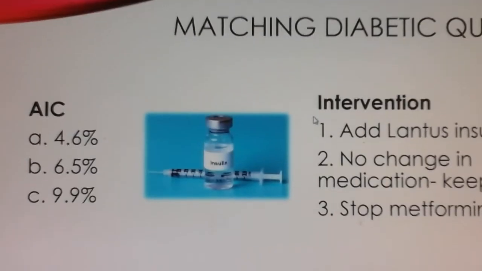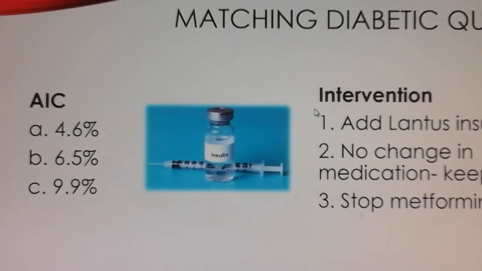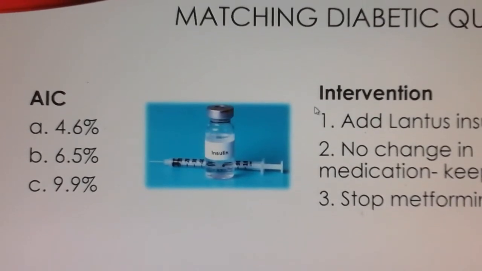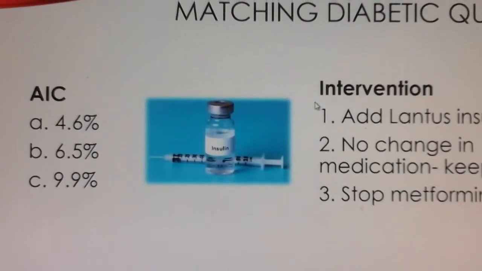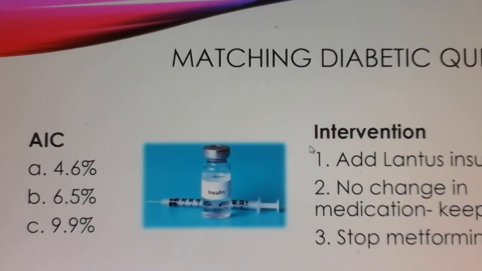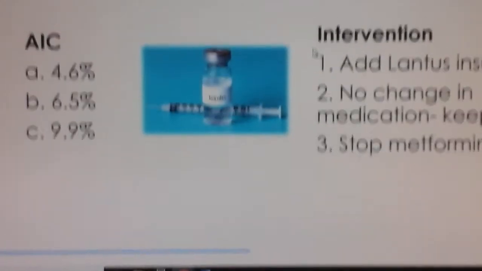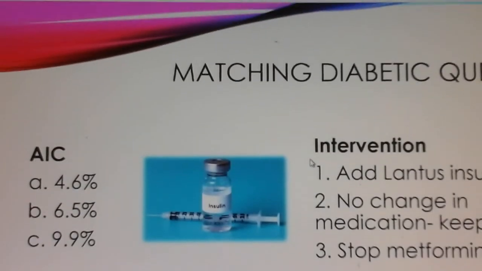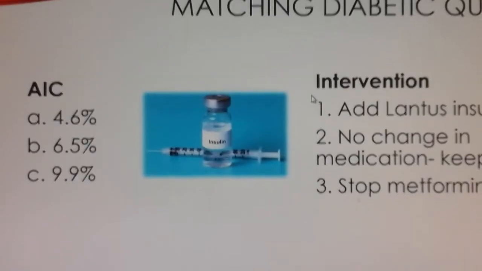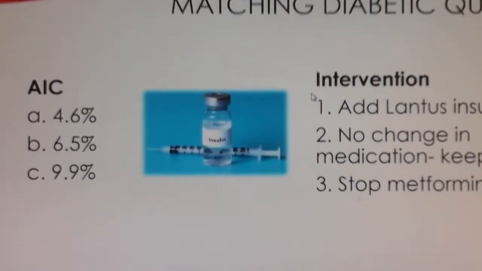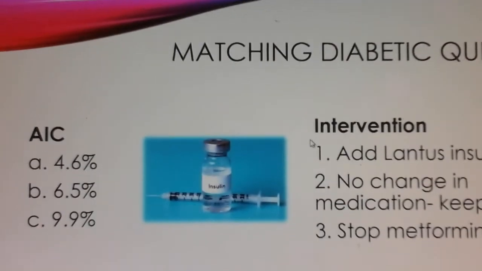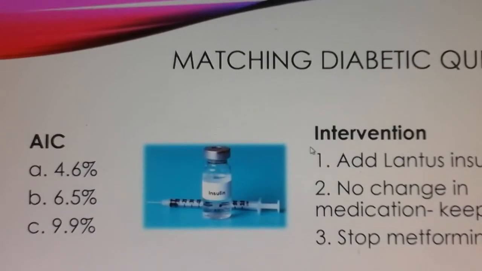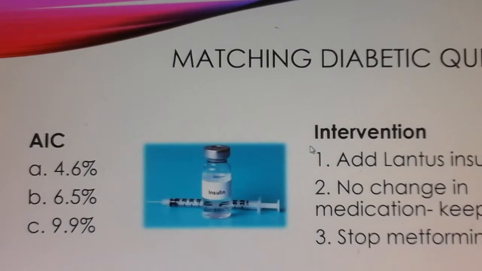All right, so I'm going to tell you what you would do. With the A1C of 4.6, you would stop the metformin, right? Or whatever PO medication they're on. With the 6.5, you would do nothing. You just leave it. Keep the dose the same, move on with life. And for the 9.9, because it is above 9, you would want to start them on some kind of insulin, right? Make sense? Now you know what to expect.